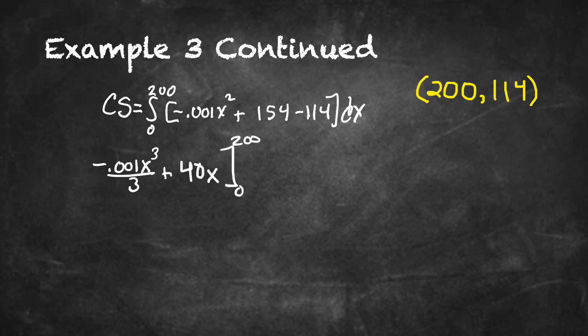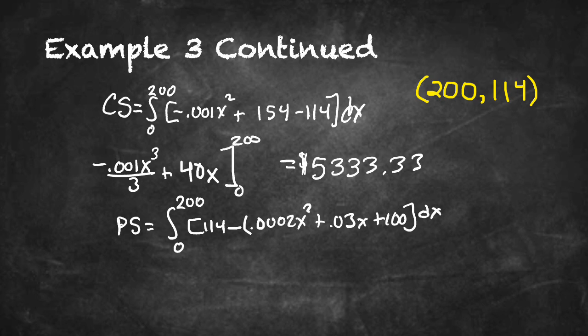Now, the 154 and the 114 can be combined and we get 40. And then when we find the antiderivative, we get negative 0.001x cubed divided by 3 plus 40x. Now we have to evaluate it between 0 and 200. When we plug in 200, we're going to get 5,333 and 33 cents. When we plug in 0, it's just 0. So for the consumer surplus, it's going to be 5,333.33.